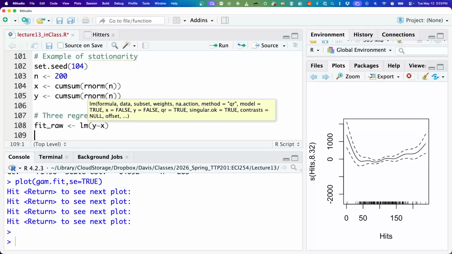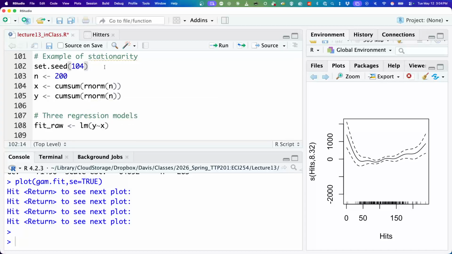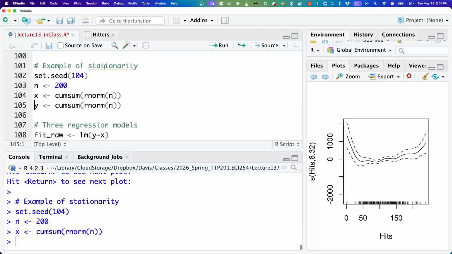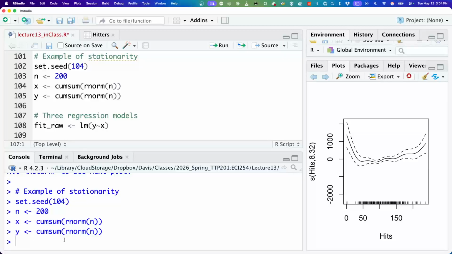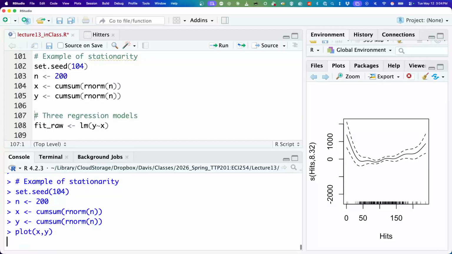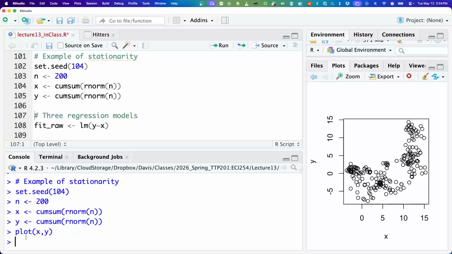What are some ways can you guys think of that might deal with this idea of stationarity? So let me actually run this and then plot it. And can I do this?